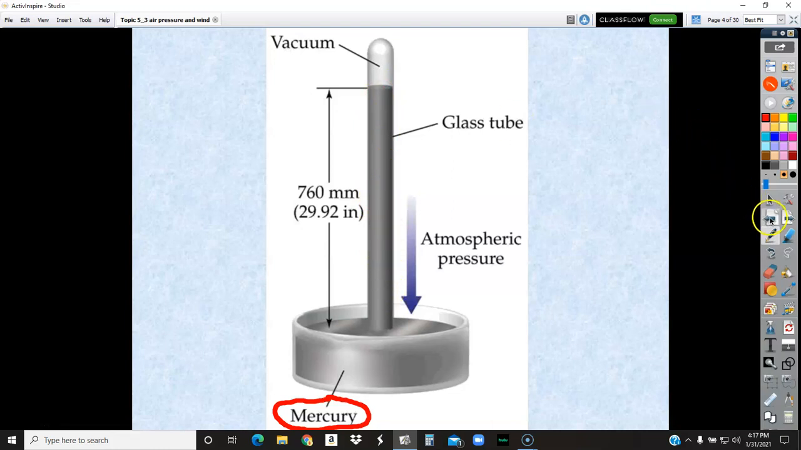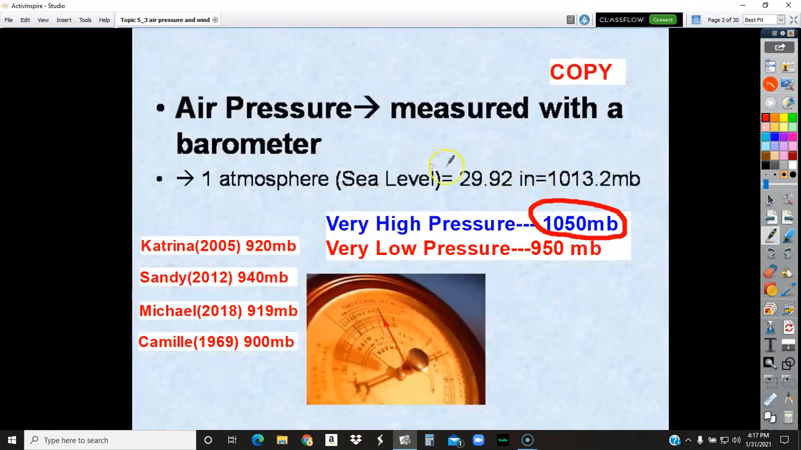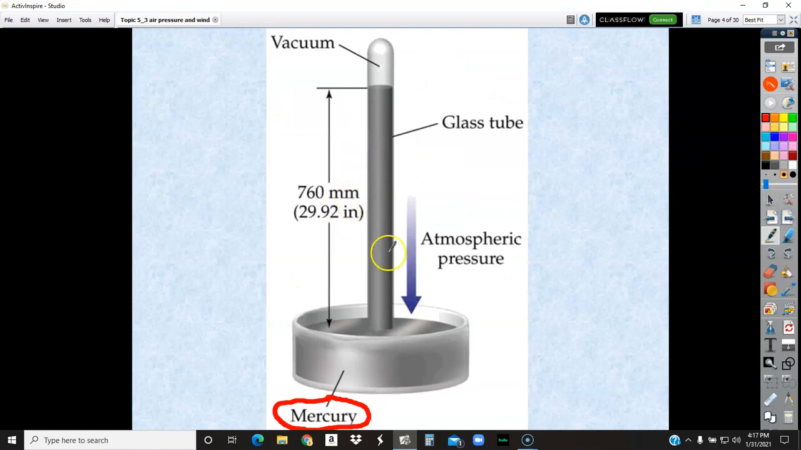And so let me go back for a minute to this slide. Standard pressure is 29.92 inches of mercury, and on this tube there would be markings so you'd be able to read how many inches of mercury you have in this tube.